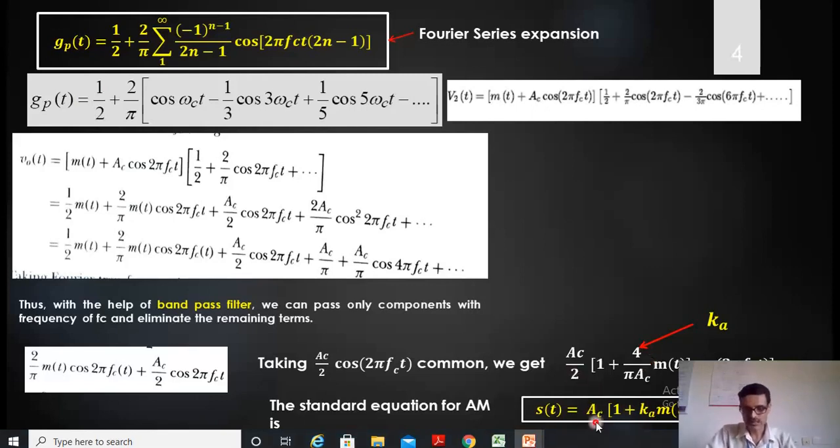Now let's compare this. Instead of AC, I have AC by 2. No issues, no problem. Here I have a m of t, and 4 by pi AC is nothing but Ka. And cos 2 pi fct and cos 2 pi fct, it is matching, right? So this is your double sideband full carrier signal. Now, this is in the time domain. Now I will go to the frequency domain.